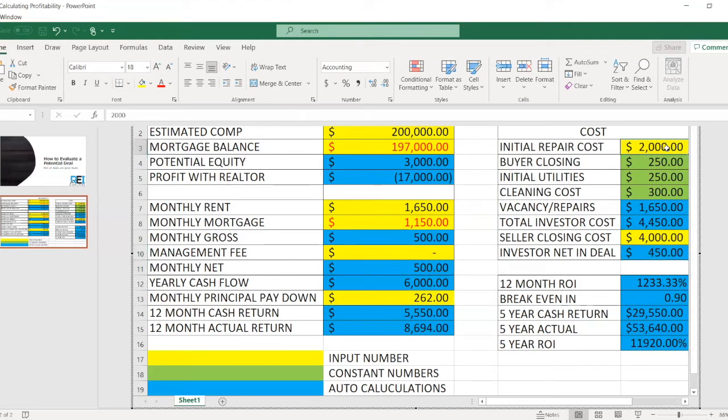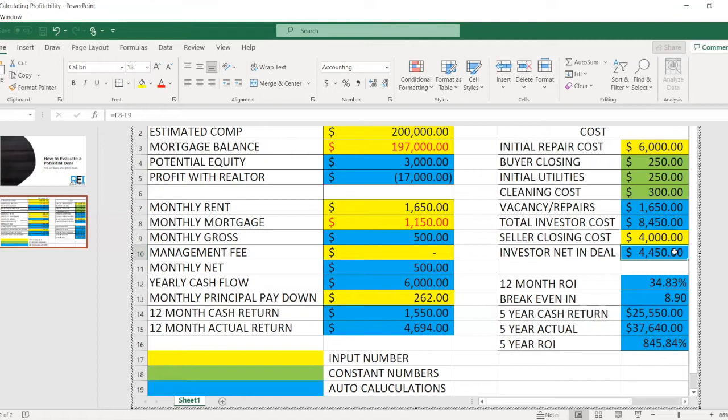Let's say it's going to cost $6,000 of repairs. You can see the numbers drastically change. Now, in this scenario, we're $4,450 into the deal, and you can see our break even. It's going to take us 8.9 months to get all of our money back. That's a very important calculation.